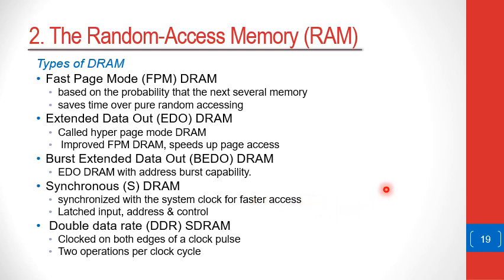And like the synchronized SRAM, all of the inputs, address and control data are latched into a register so that the memory is synchronized with the processor. An improvement on top of the SDRAM is the DDR RAM. The DDR SDRAM is activated on both edges of the clock. In this way, the DDR RAM is able to perform two operations, that is two read operations or two write operations per clock cycle instead of just one. That's what is done by the SDRAM.